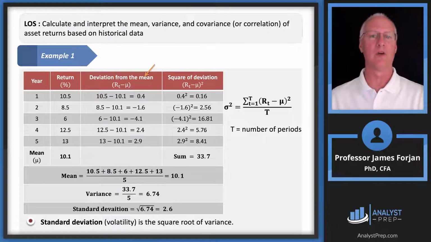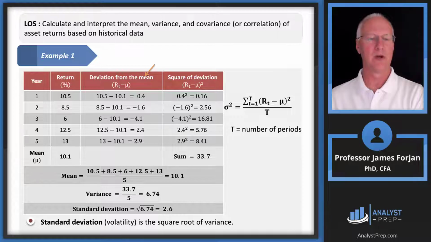All right, let's start with the mean and variance and standard deviation of just one stock. Down the left-hand column, we have years 1, 2, 3, 4, and 5. We have returns. Notice they're all positive: 10.5, 8.5, 6, 12.5, and 13. What we want to do is see how wrong we are every time.